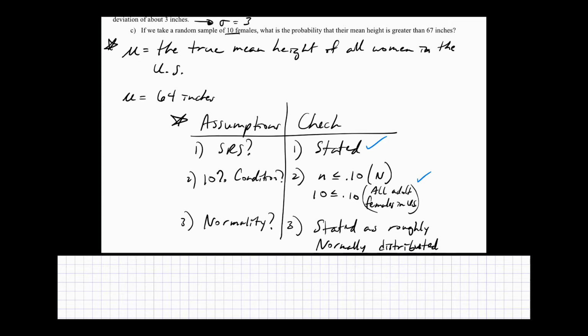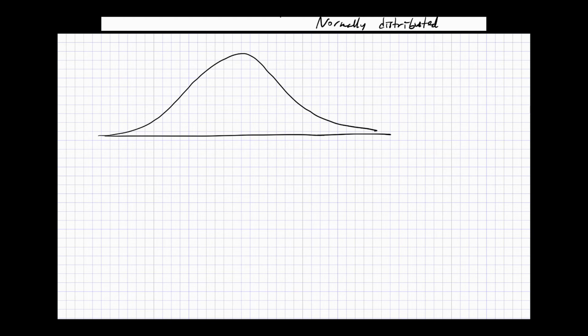Okay. The next thing is actually calculating, answering the question. What is the probability that their heights are greater than 67 inches? Okay. So we have a normal curve. What's the mean in the middle? What do I label the mean in the middle? 64, because that's the population parameter. That's a parameter mean. 67 or more.